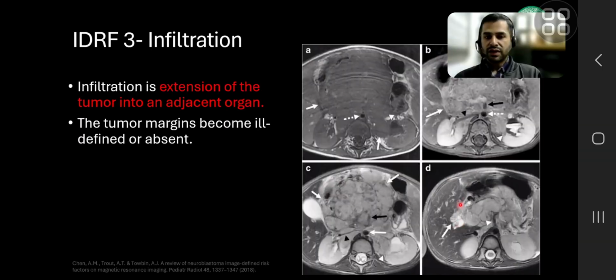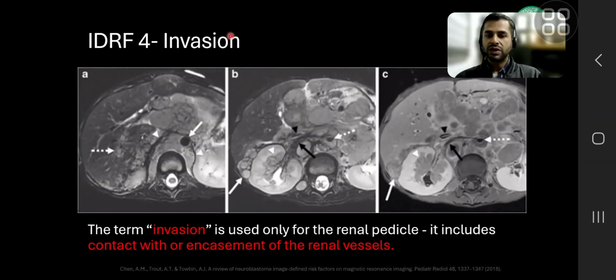The fourth image-defined risk factor is invasion. Now, invasion is only used for the renal pedicle, the renal vascular pedicle. It includes either contact, that is less than 50% involvement of the circumference of the vessel, or encasement, which is more than 50% involvement of the renal vessels.